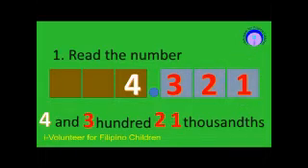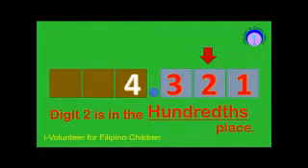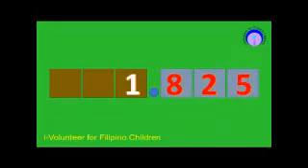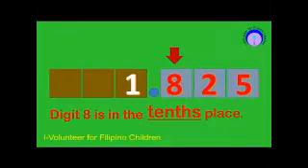I will read this as 4 and 321 thousandths. Digit 2 is in the hundredths place. I repeat, digit 2 is in the hundredths place. The next example is read as 1 and 825 thousandths. Digit 8 is in the tenths place. Let's read again the number 1 and 825 thousandths. Digit 8 is in the tenths place.